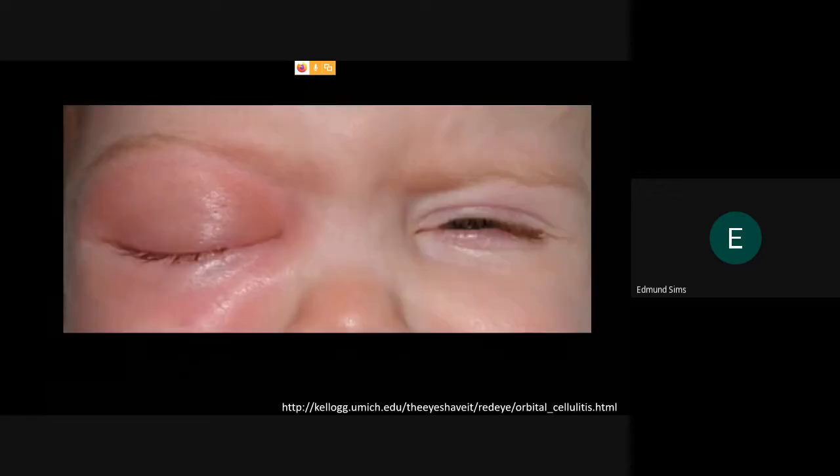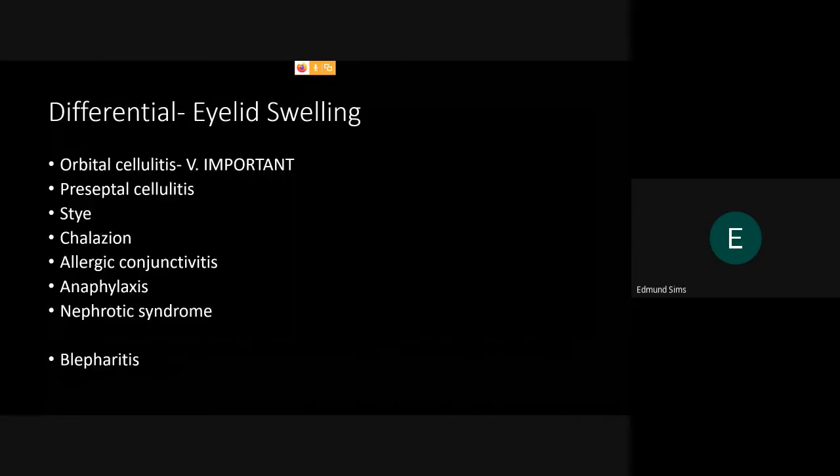So I'll give you a differential. So this is the picture of her condition. So it's quite a wide differential. And as you said, orbital cellulitis is probably the most important one to rule out. Preseptal cellulitis, so we'll go through the difference between the two. You've got stuff like STI, chalazion, allergic conjunctivitis. The one also not to miss out is anaphylaxis. And you could obviously get nephrotic syndrome, causes swelling of the eyes.